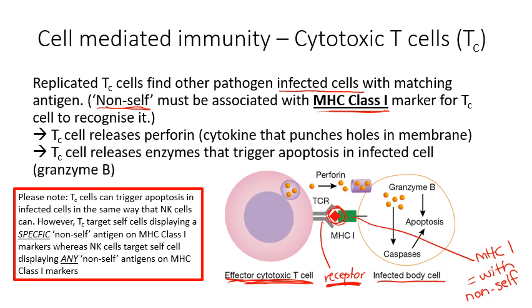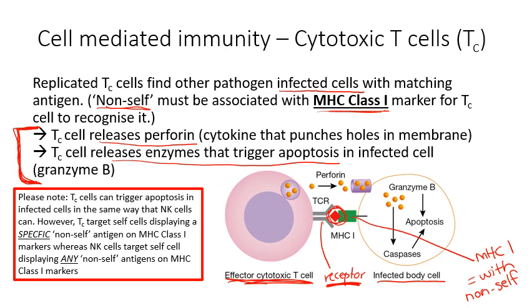When it does find that match, the cytotoxic T cell will release perforin, which will punch a hole in the side of the infected cell. The cytotoxic T cell will then release an enzyme that triggers apoptosis in the infected cell, and obviously apoptosis will destroy that cell. That process there that's just been highlighted with these bits in the arrows is very similar, actually almost identical to what we discussed with reference to natural killer cells.